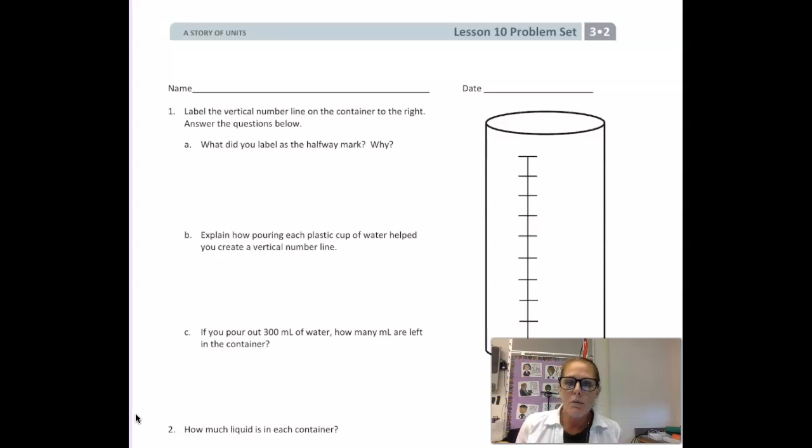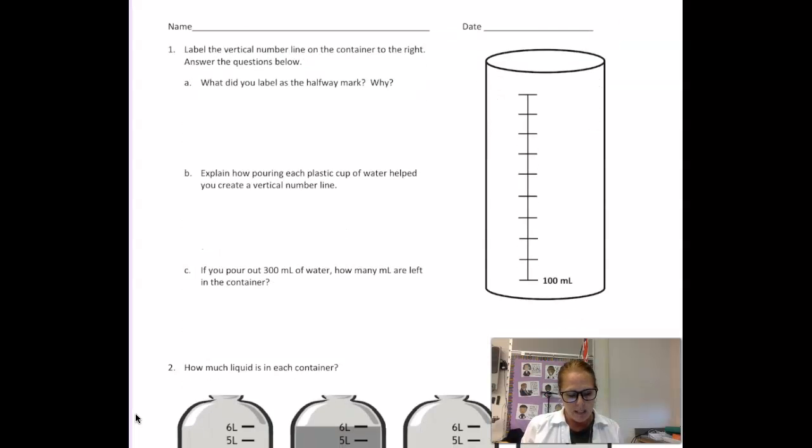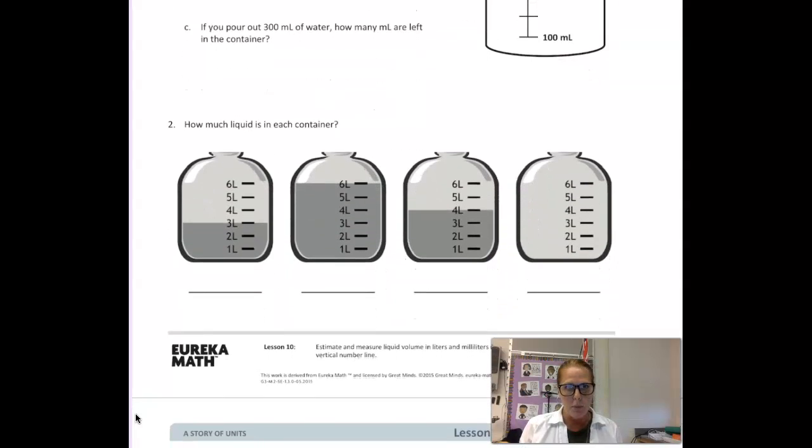So we're going to go through these together so that you have a good model that you can use to complete your homework pages and your exit tickets. So number one, you actually should have this already completed because this was done in the instructional video. So we're going to skip right on down to number two.